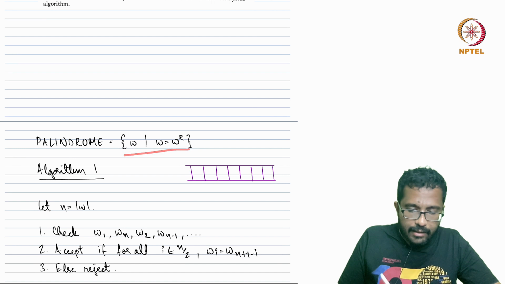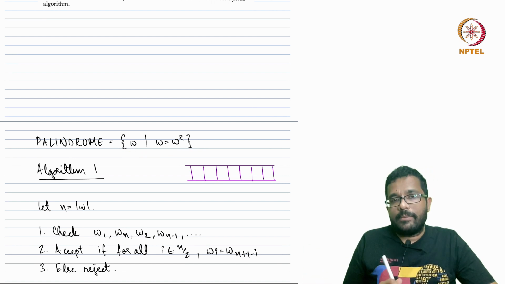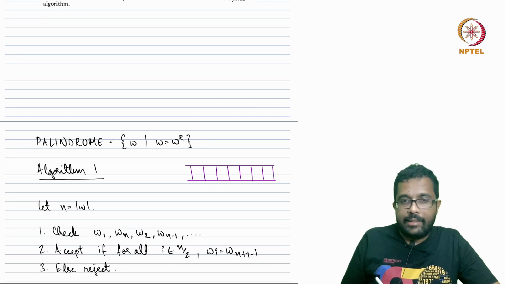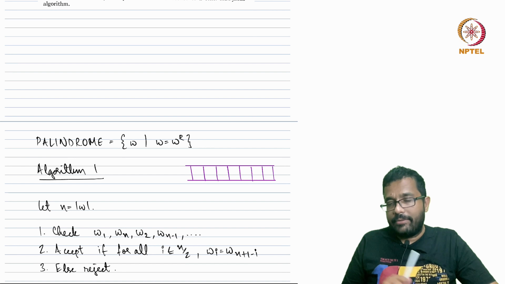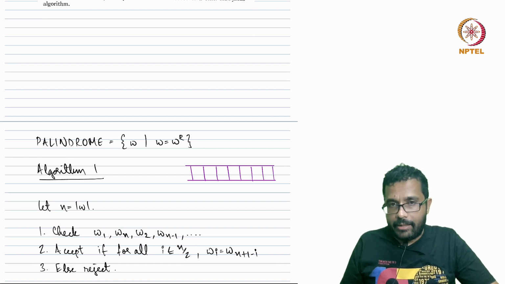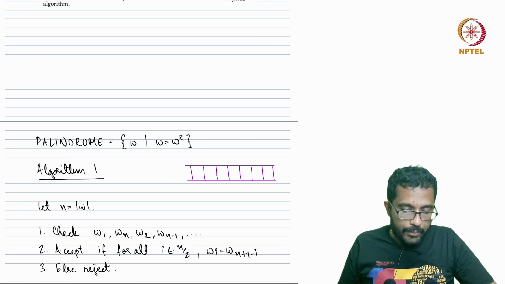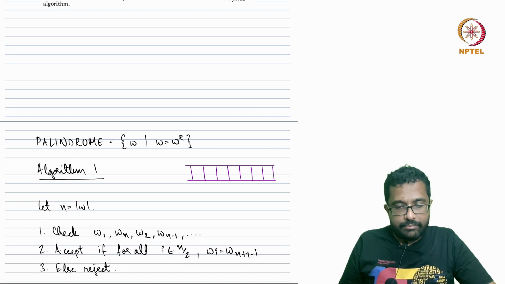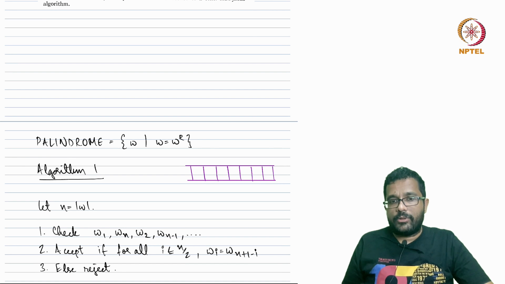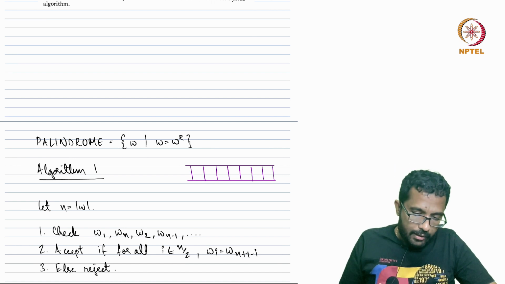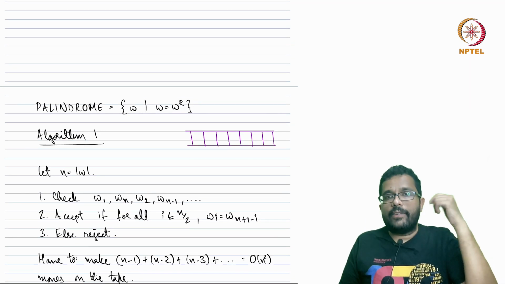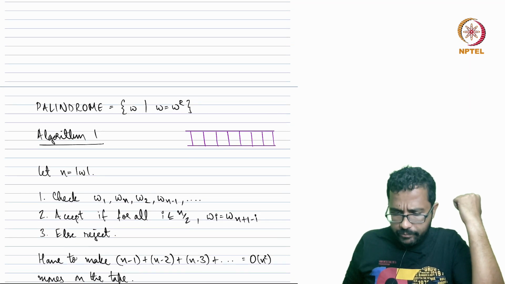So palindrome is a class of strings that read the same way from left to right, right? So the word level, for instance. The word noon reads the same way back and forth. The word madam, for instance. So these are palindromes. However, some other word like friend is not a palindrome. Local is not a palindrome. So how would we check if a given string is a palindrome?